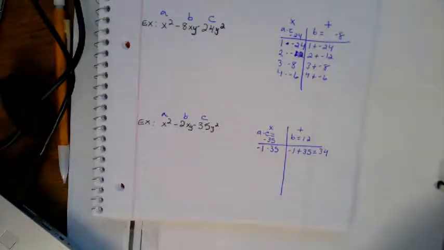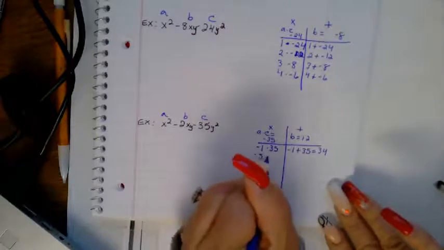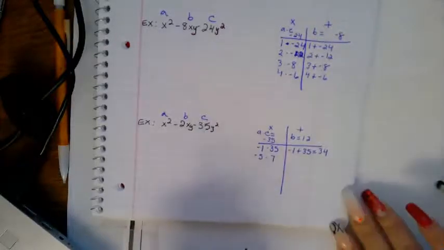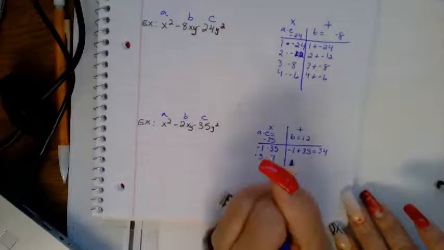So we're going to jump to a 4, and that doesn't go in it. We're going to go to 5, and that does, right? So negative 5 times 7, and that will give us our negative 35. So let's add negative 5 plus 7.